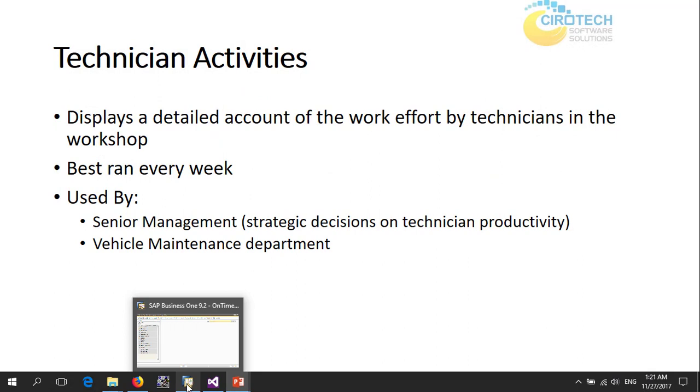Technician activities is a maintenance report that shows us how much work our technicians are performing in the workshop. This is especially useful to a vehicle maintenance manager who wants to look at how technicians stack up against each other in terms of effort of work. Do we need to give more work to some technicians other than the ones we are always assigning?